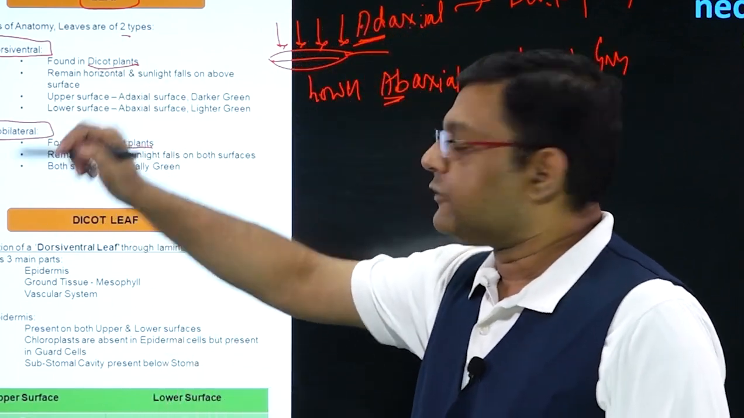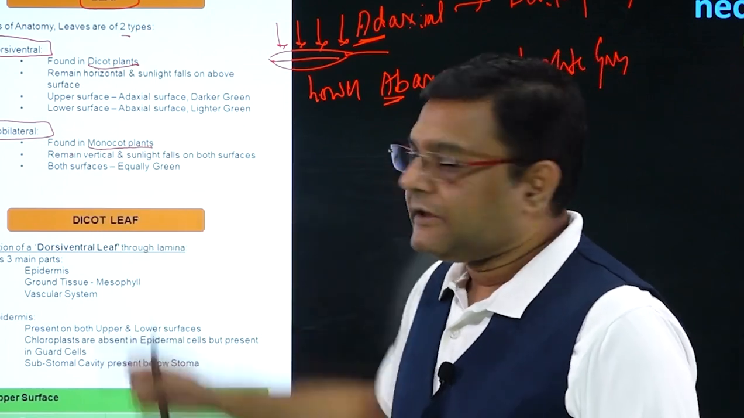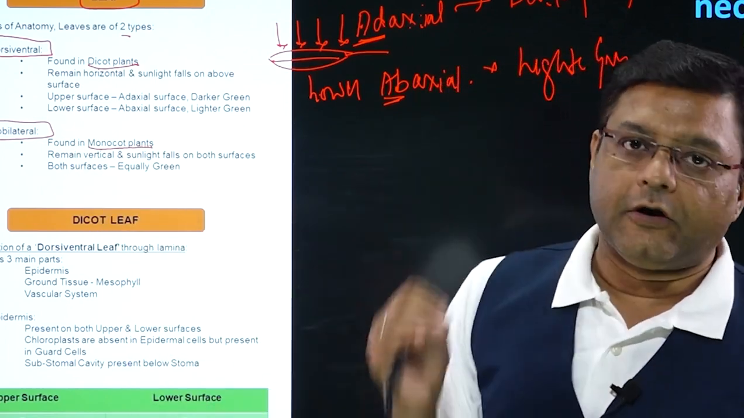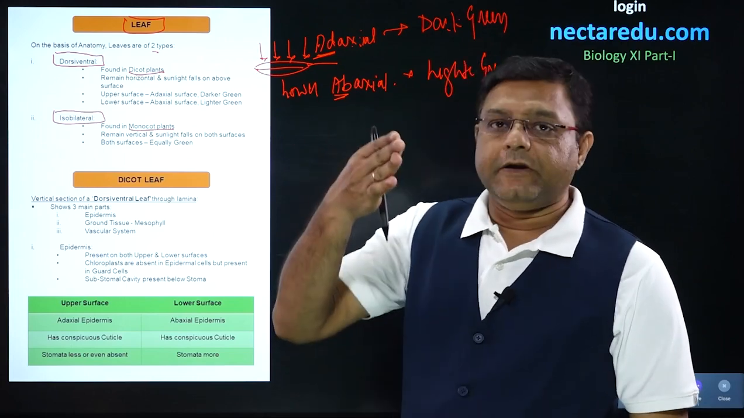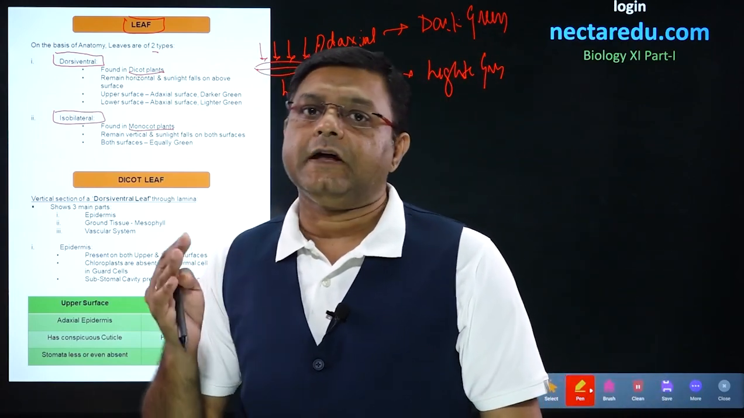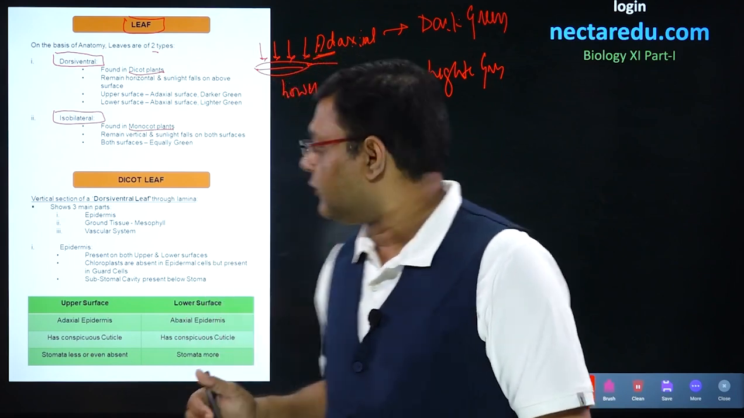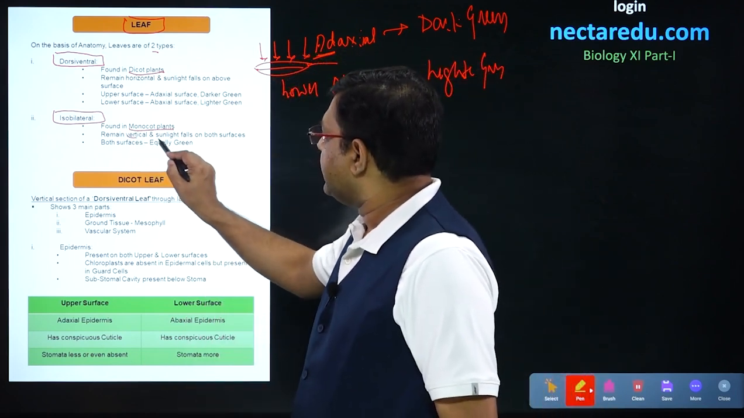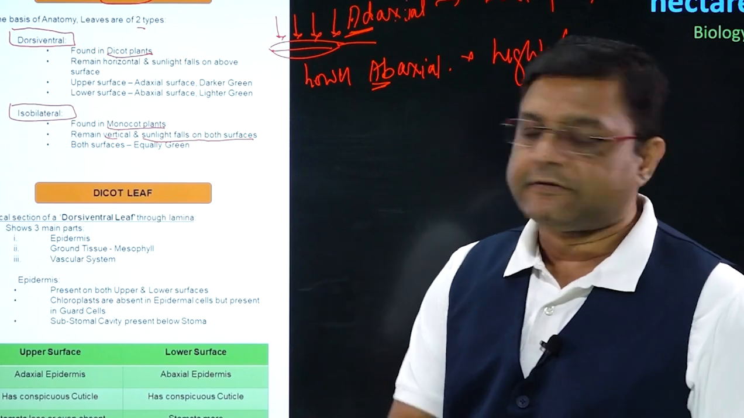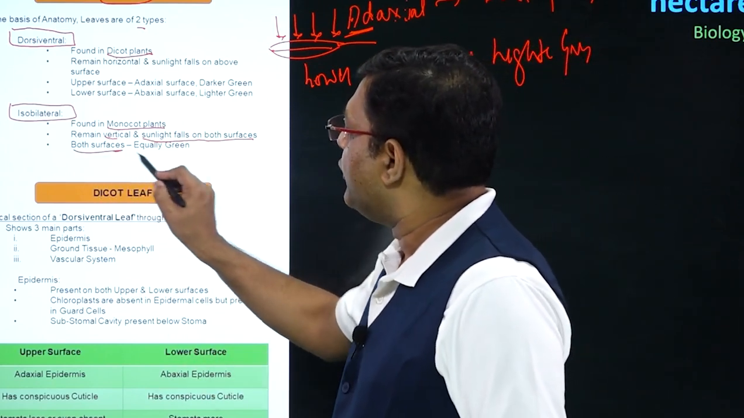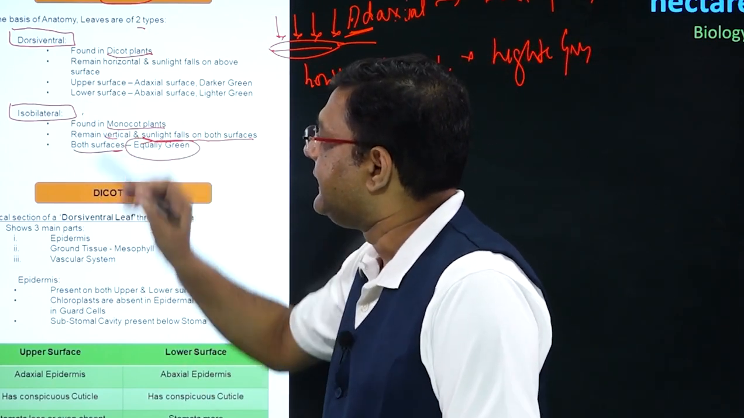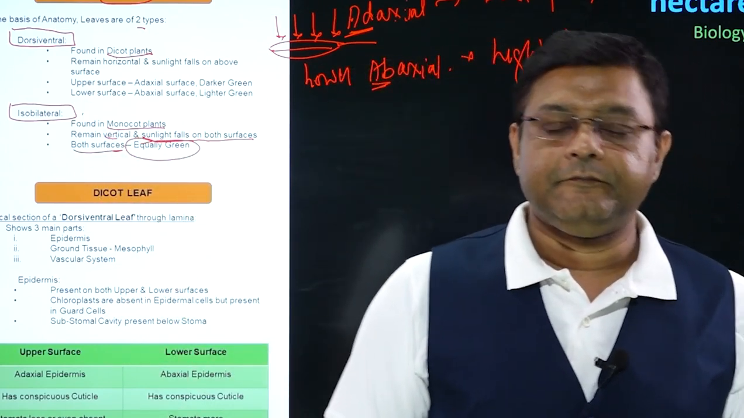If we talk about isobilateral leaf, then this leaf remains vertical, not horizontal. If the leaf remains vertical, then obviously both the surfaces will receive equal amount of light. So it is vertical, sunlight falls on both the surfaces, and that is why both surfaces will be equally green in the case of isobilateral leaf.